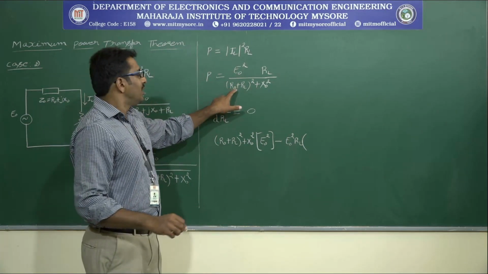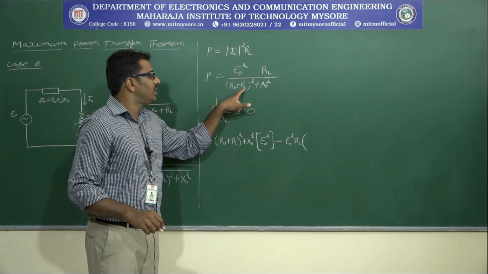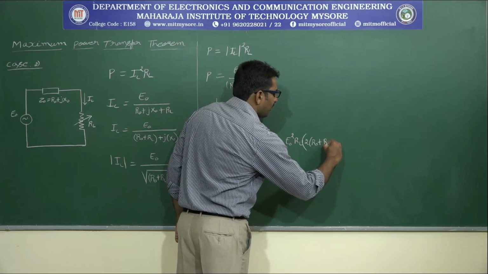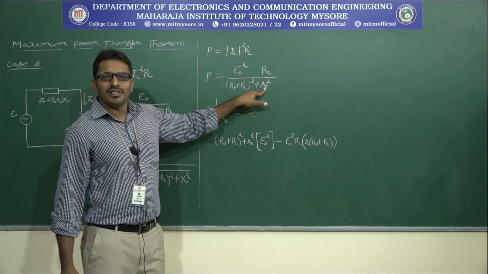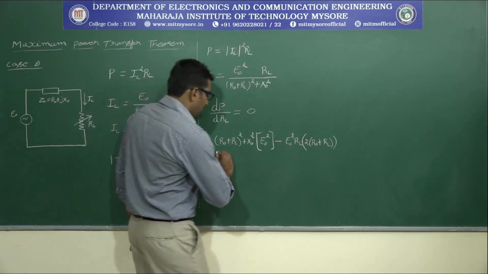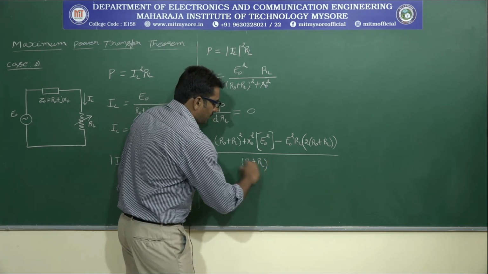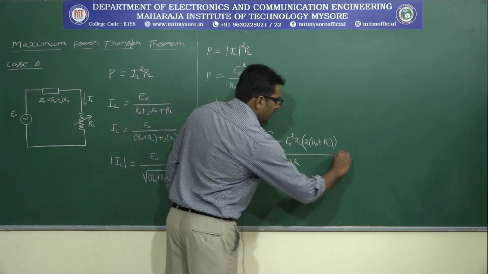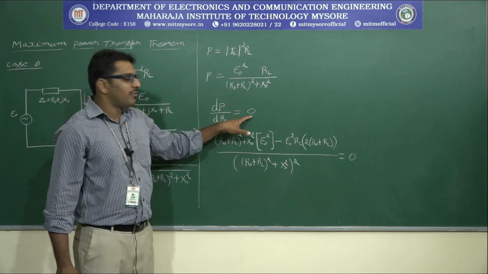Then the differentiation of the denominator. The first term consists of (R0 plus RL) whole square. What is the differentiation of this first term with respect to RL? 2 into (R0 plus RL). What is the differentiation of X0 square with respect to RL? It is a constant term, independent of RL, so it is equal to 0. The whole thing is divided by ((R0 plus RL) square plus X0 square) whole square, and that is equal to 0. According to the condition, differentiation of power with respect to RL is equal to 0.